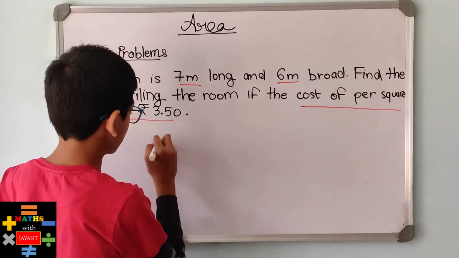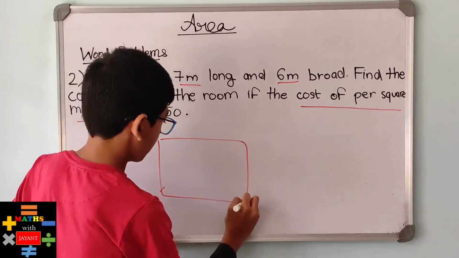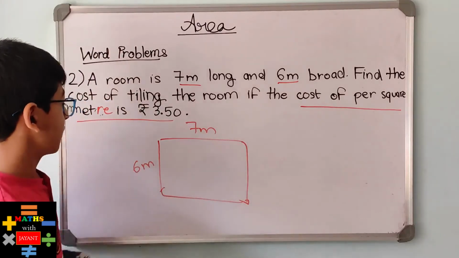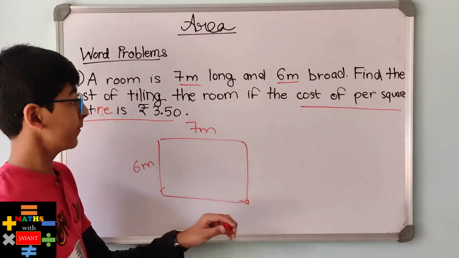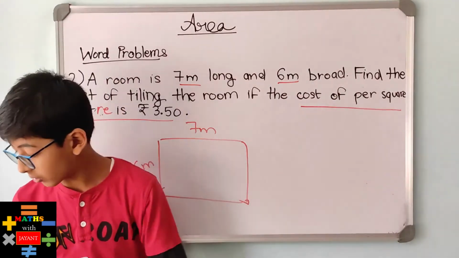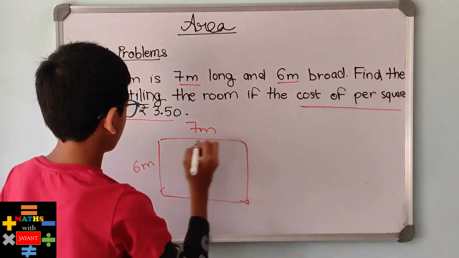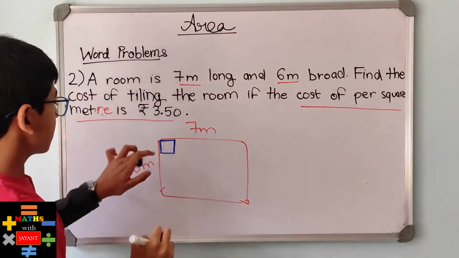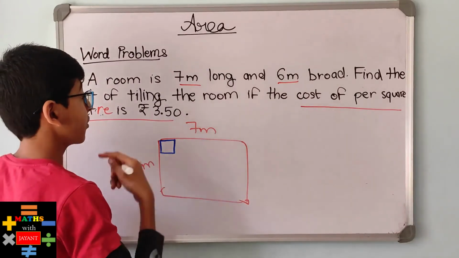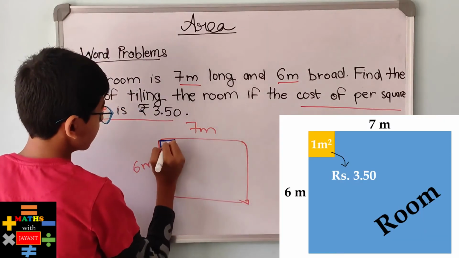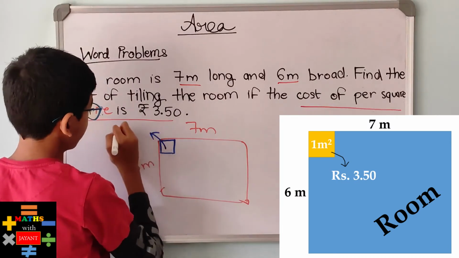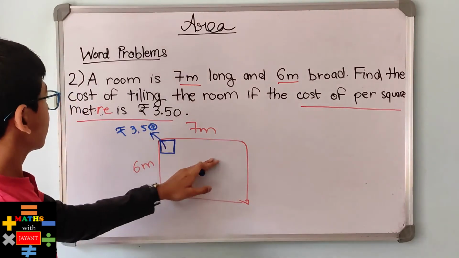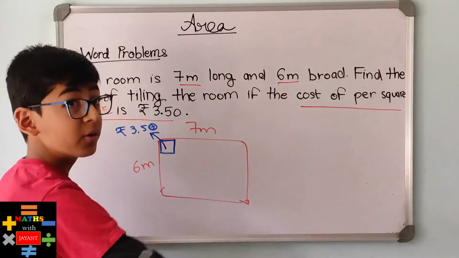So over here we have a room. So this side is 7 meter and this side is 6 meter. And we are going to find its area. Then over here we need to tile. So we are going to tile per square meter. The cost of tiling, for per square meter, is rupees 3.50. That means 3 rupees and 50 paisa. So we need to find the cost of tiling the whole room.